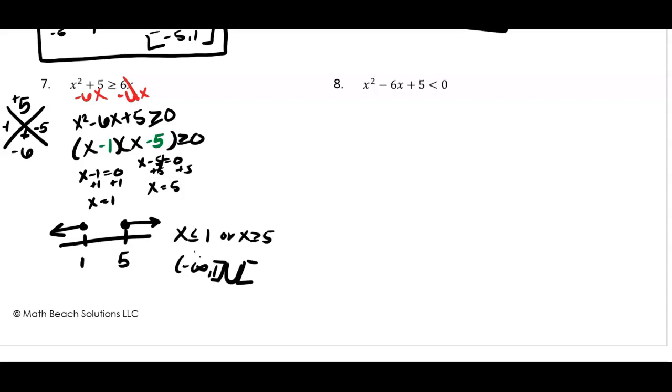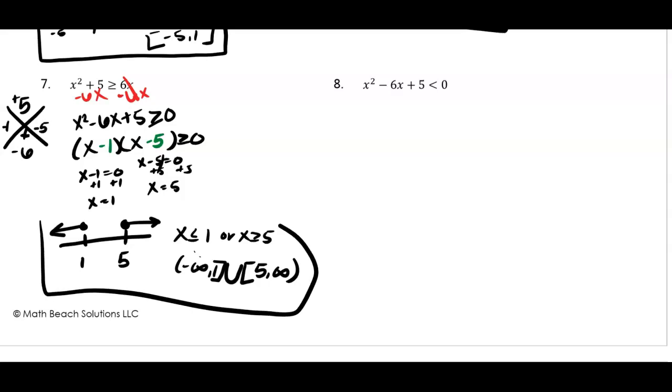Square bracket, because it is equal to my 5, which goes to positive infinity, which infinities always have the curved bracket, or just the parentheses. So these are my 3 notations. Pretty neat. Oh, that's kind of a square rectangle box. Oh, well, good enough.